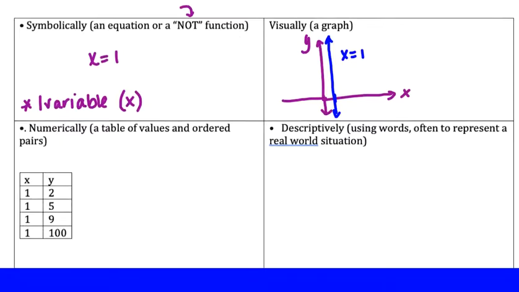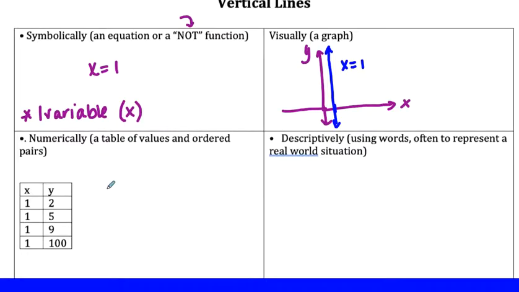What I think is really important to know is in terms of a numeric way to look at it, or a table of values, or possibly ordered pairs, what I notice is that in looking at this, a vertical line, the x's never change.